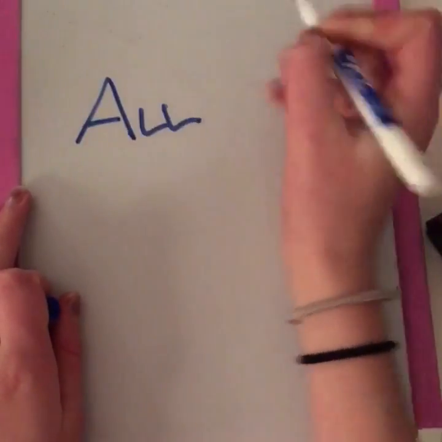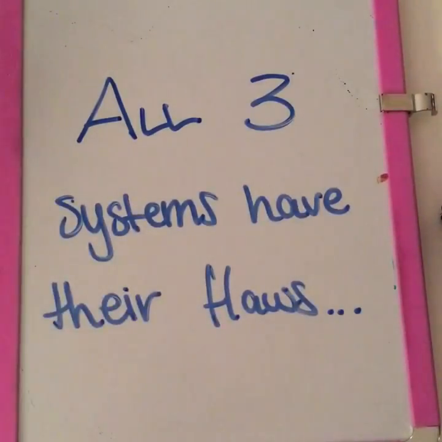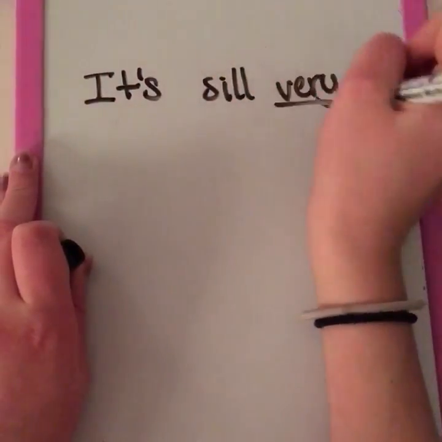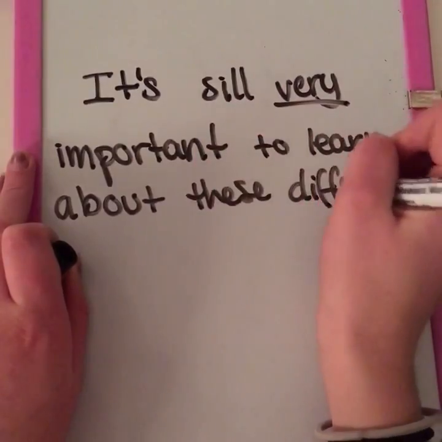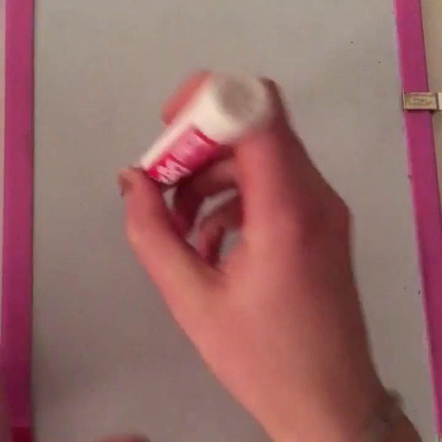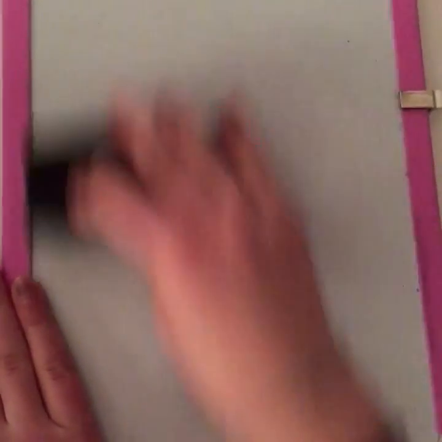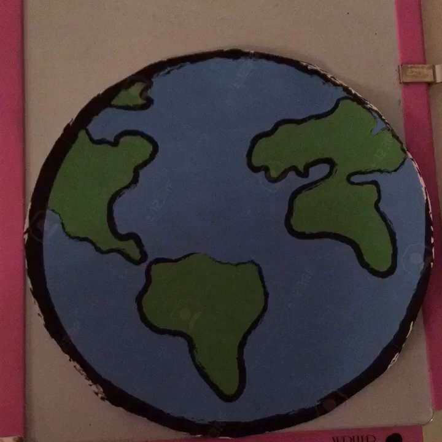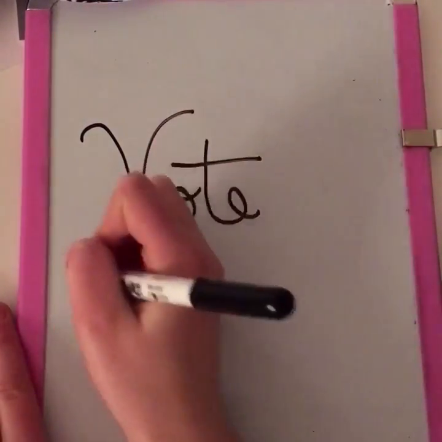But all 3 of the electoral systems have their flaws: AV, first past the post, and the American electoral system. But it's still very important to learn about these systems and to learn about which one your country uses. Why, you might ask? Well, I'll tell you. Because when you turn 18 and get the right to vote, you have a responsibility to the world and to yourself. So, when voting comes around, don't forget to vote smart.